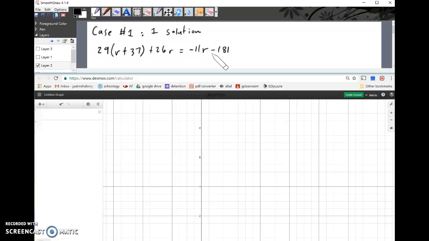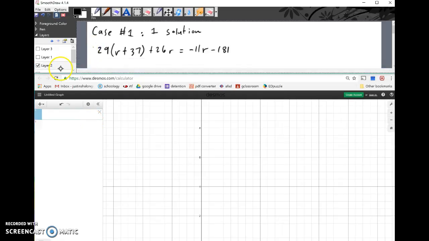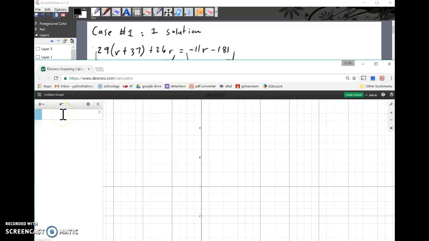So we're going to use the graphing calculator to find that one solution by taking the left expression and the right expression, graphing two different lines, and then finding where those two lines intersect. So here's the left expression. I'm typing it in now. Remember, we're using an x and y plane, so we need to replace the r with an x. So I'm typing x plus 37, and we've got plus 26x.